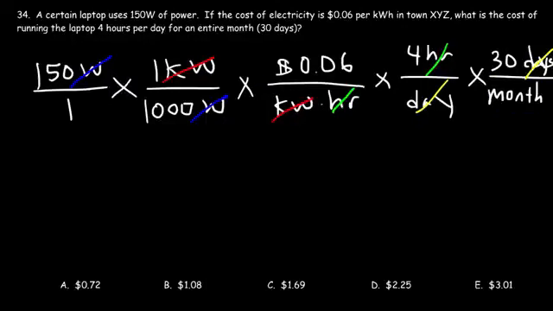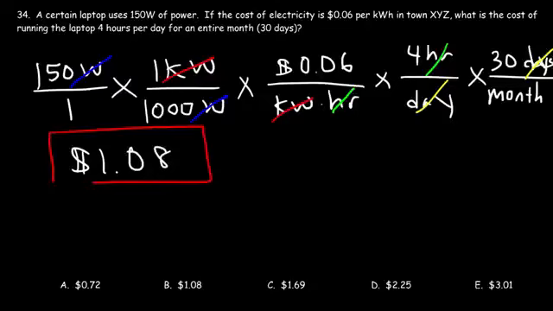So it's going to be 150 divided by 1,000 multiplied by 0.06 times 4 times 30. So the total cost to run it for 1 month, 4 hours per day every day, is $1.08. So this is the answer.